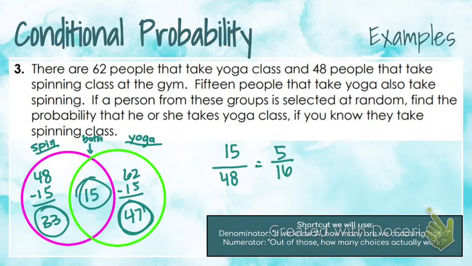If you're having trouble picturing this, imagine you walked into a room and there are 48 people doing a spinning class, 48 people on stationary bikes at the gym. And you were trying to find someone in that room to come and be your yoga partner. You would want someone who already does yoga. And so you would have a 5 in 16 chance of choosing someone randomly who actually does yoga.